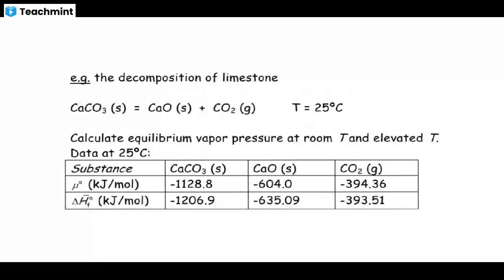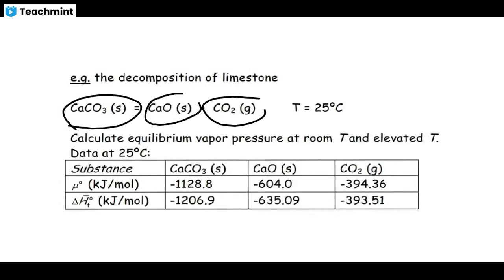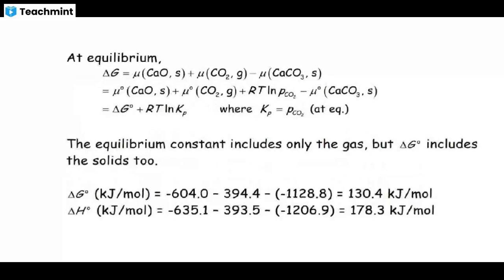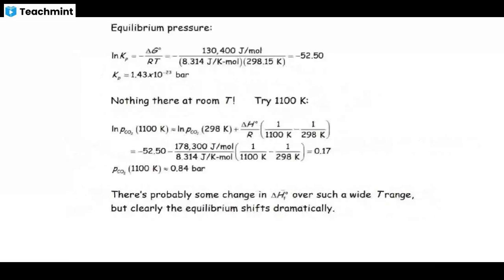For example, the decomposition of limestone. Here the limestone is solid, the calcium oxide is solid, and carbon dioxide is a gas. If you calculate the delta G, this is the delta G. The equilibrium constant includes only the gas, but the delta G includes the solids too. So you should always remember this. At equilibrium pressure, ln Kp is equal to minus delta G divided by RT. Nothing happens there at room temperature.